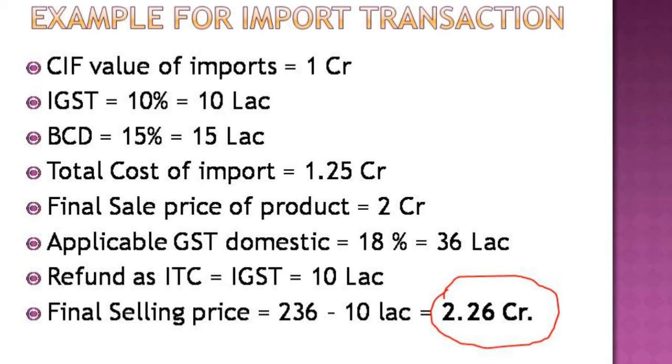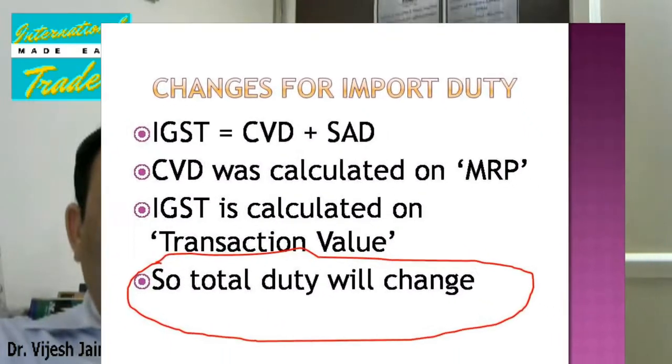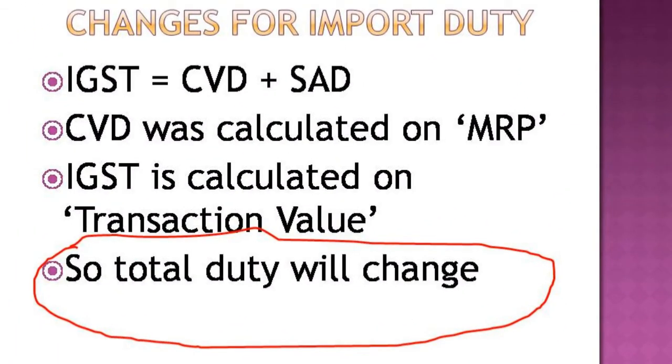He will, however, get a refund of 10 lakh rupees as ITC based on IGST already paid by him on imported goods, unless there is no other ITC in the manufacturing of the goods within the country. He will, however, not get the refund of BCD on the inputs. Let's look at some of the important changes for import duty calculations. IGST payable for imports replaces both CVD and SAD.